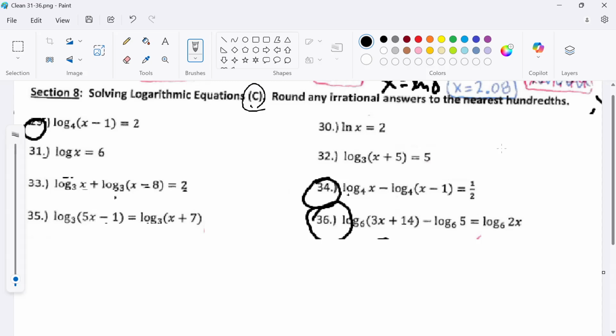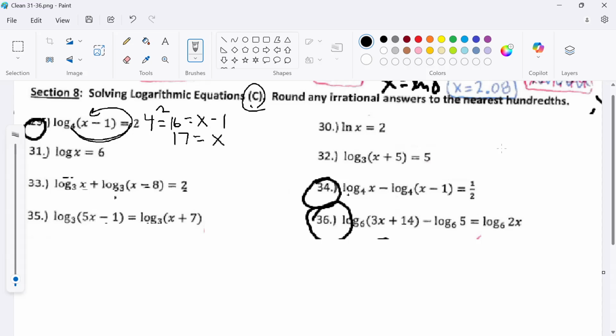All right, here's one. Log base 4 of x minus 1 equals 2. If I get log on one side and a number on the other, I can do the fishhook. This is 4 squared, which equals 16. And then that's going to equal the argument, x minus 1. I'll add 1 to both sides, 17, x equals 17. That's the answer for this one.